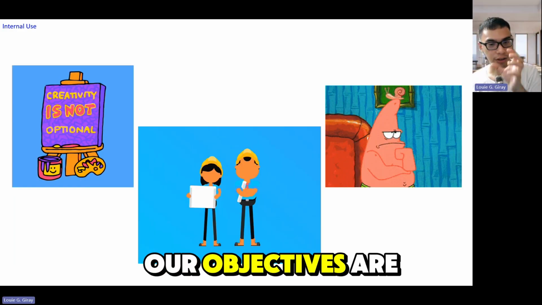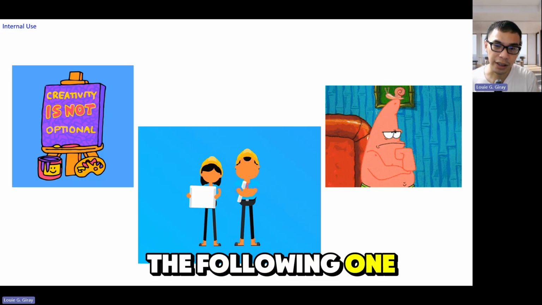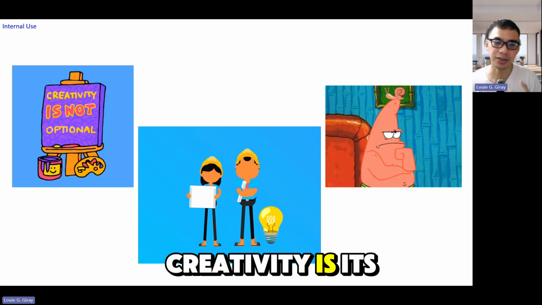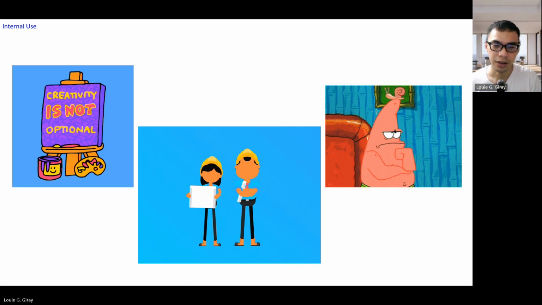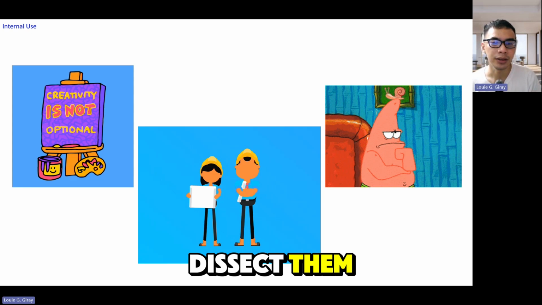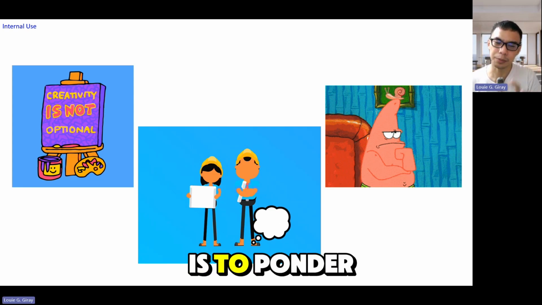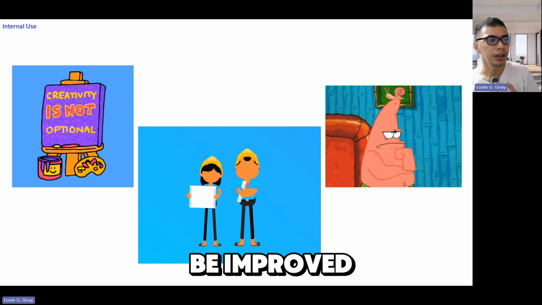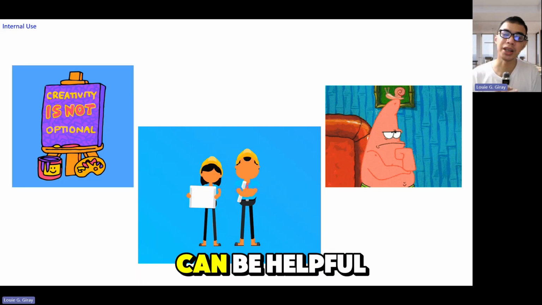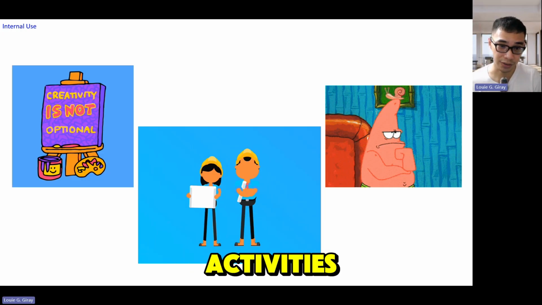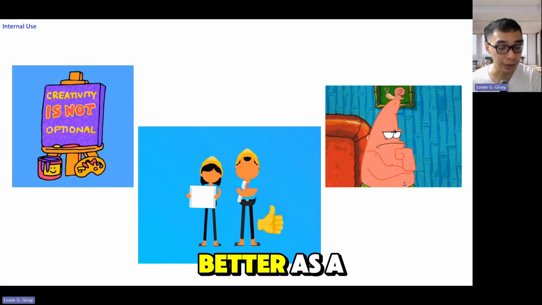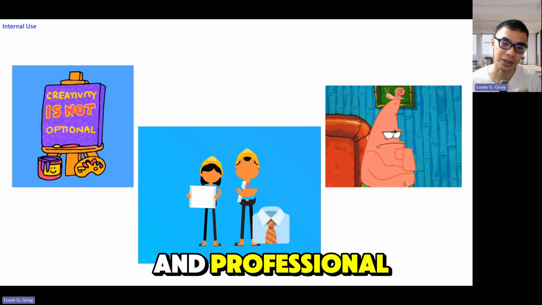Our objectives are the following. One is to think about what creativity is, its traits, and we're going to dissect them. And then next is to ponder about its importance. How could it be improved and how it can be helpful in our daily activities? And lastly, relate on how it can be a tool for you to become better as a person and professional.